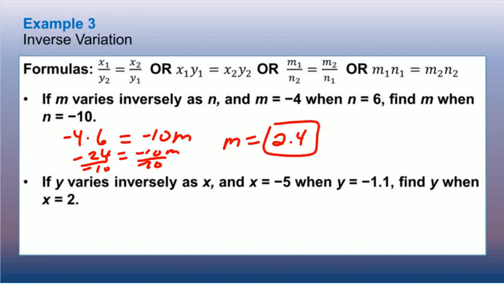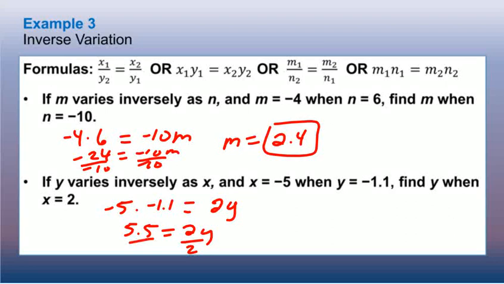Next, if y varies inversely as x and x equals -5 when y is -1.1, find y when x is 2. So I have -5 times -1.1 equals 2y. This gives us 5.5 equals 2y. Divide by 2. 5.5 divided by 2 gives us y equaling 2.75.